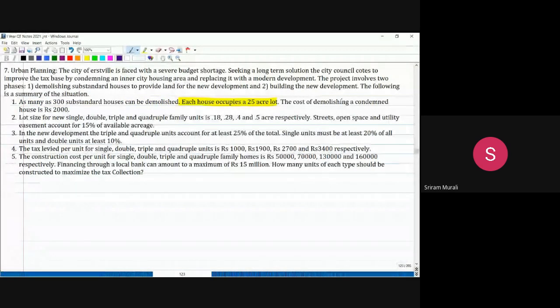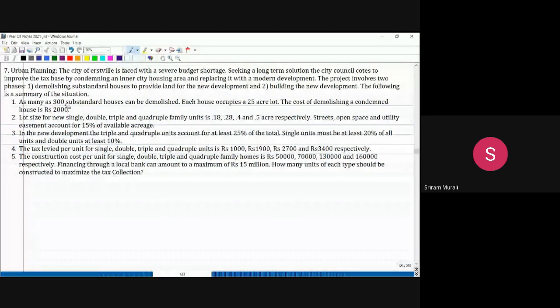Cost of demolishing will be 2000. So this is the first expense. So the available acre we want to decide. What is the available acre? 25 acre of land is available to us. So this is the availability. This is the expense. So this is also a maximum of 300 houses available. We will decide how many houses to be demolished.